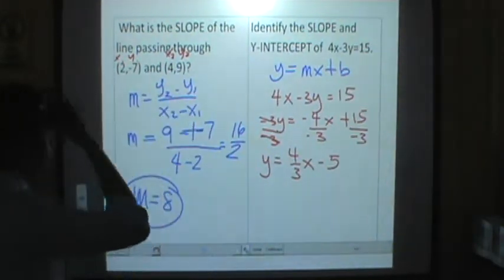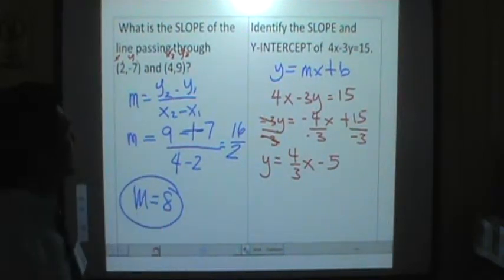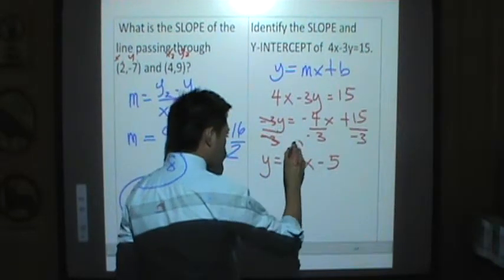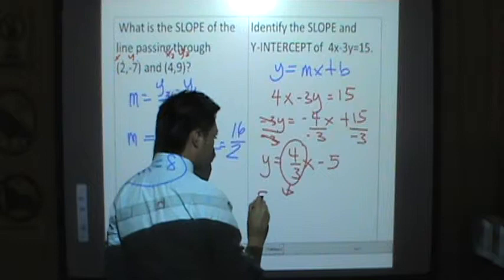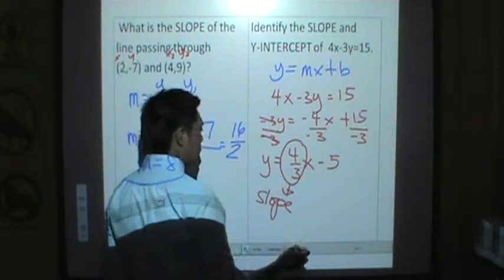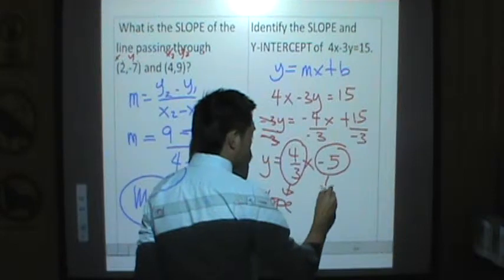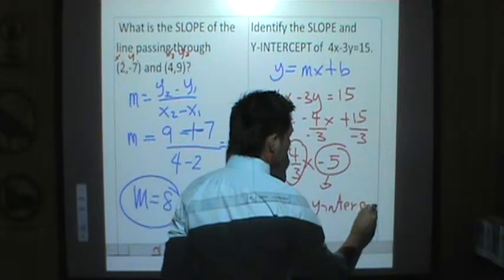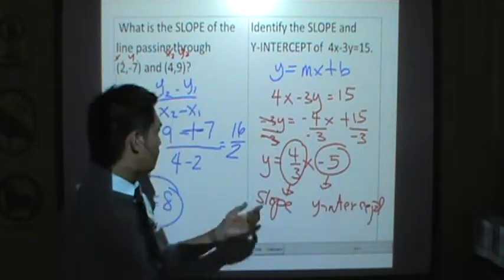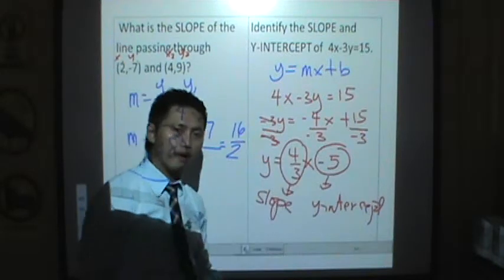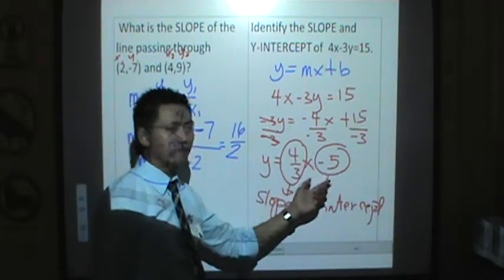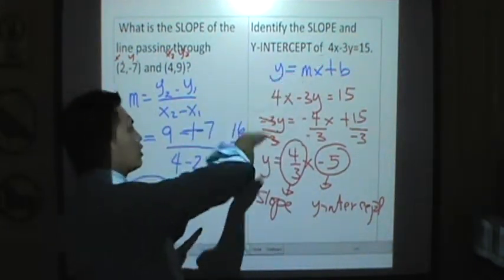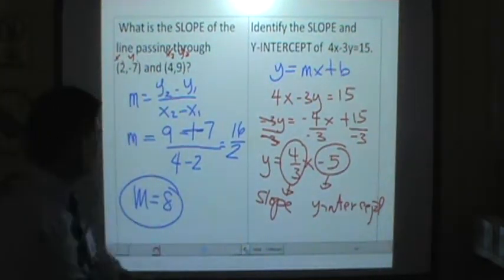Now, let's go ahead and identify the y-intercept and the slope. Here the slope is 4 over 3, while your y-intercept is negative 5. That means if you use your calculator and plug in y equals 4 over 3x minus 5, your graph is going to cross the y-axis at negative 5 with a slope of 4 over 3. So the graph is going to be a diagonal line going up to the right.